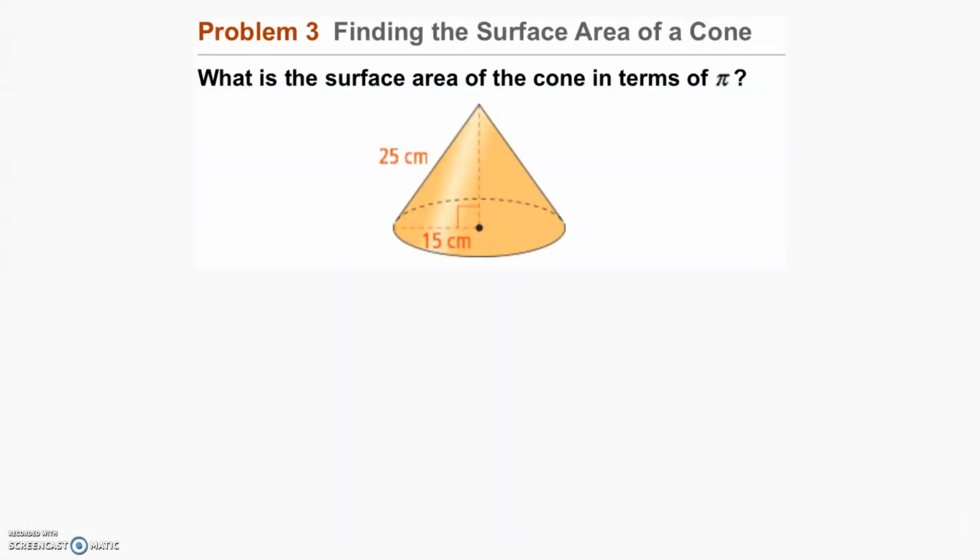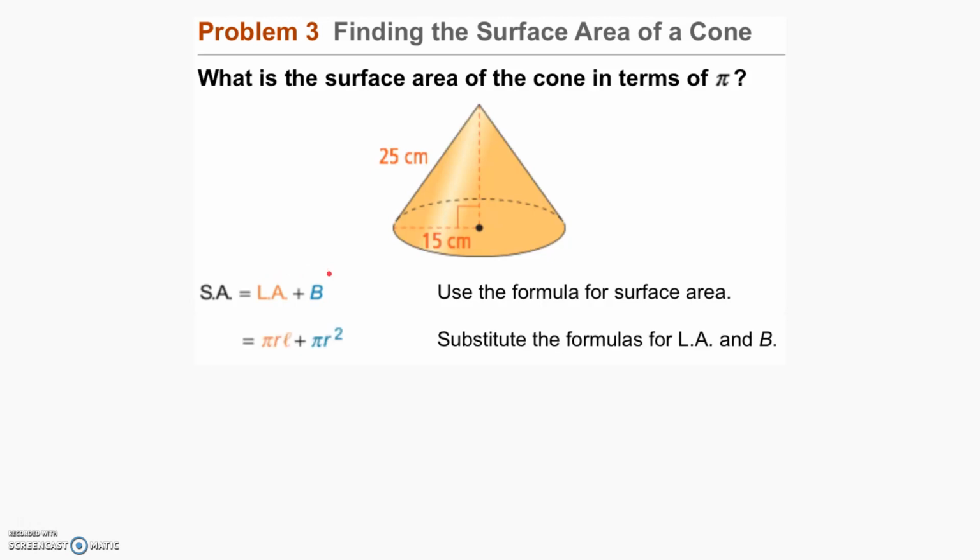This is the surface area of the cone in terms of pi. So remember, we are going to leave pi in our answer. Radius here is 15 centimeters. Slant height is 25 centimeters. That should give us all that we need for this problem. We're using the formula surface area equals lateral area plus base. We plug in pi RL, that should give us lateral area, and pi r squared, that should give us the area of the base. So now we do some multiplying.